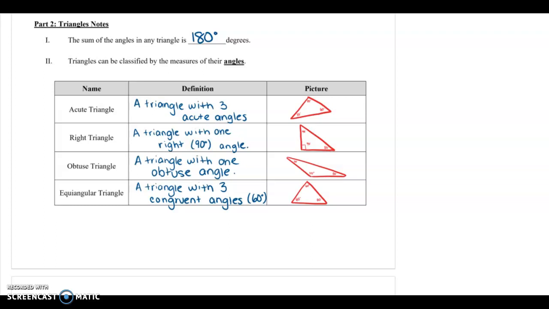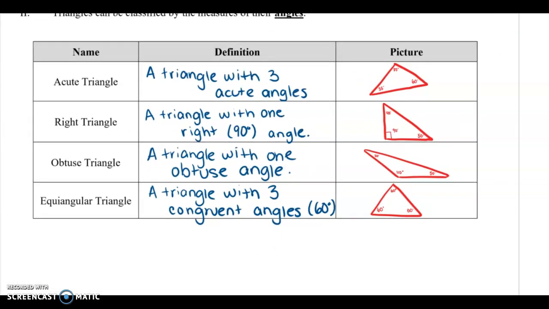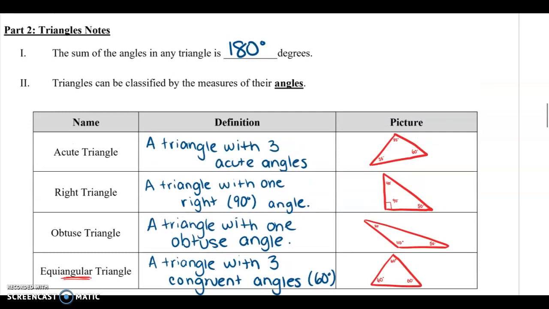So an acute triangle is a triangle with 3 acute angles. So you can see there all of my angles are less than 90. I've got an 85, a 35, and a 60. A right triangle is a triangle with 1 right angle, so 1 90 degree. An obtuse triangle is a triangle with 1 obtuse angle, so 1 is going to be greater than 90. And an equiangular, keyword here, angular, triangle has all the angles the same, and they're all going to be 60 degrees. And a triangle should always add up to 180 degrees.